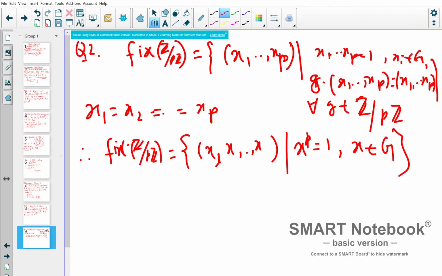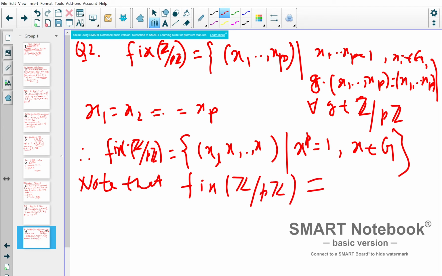Okay, so now the cardinality of this set you already know, right? So how many such elements are there of order p? Now obviously one can ask a simple question, whether this set is non-empty or not. Okay, so now note that this fixed point of Z mod pZ is non-empty, right?